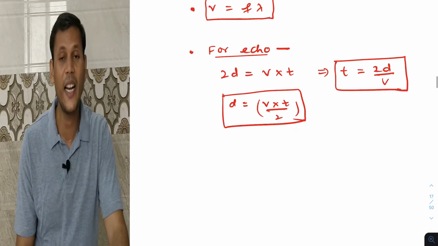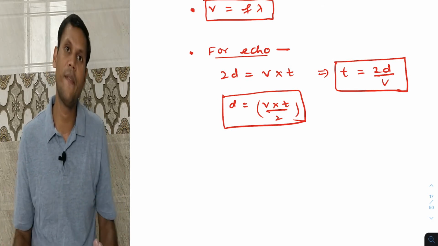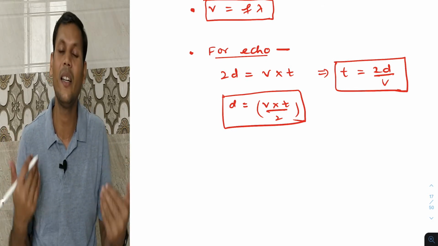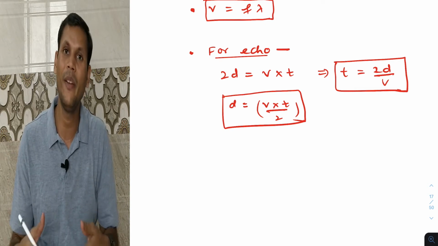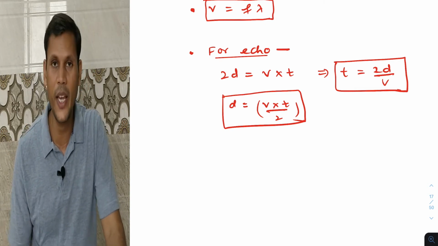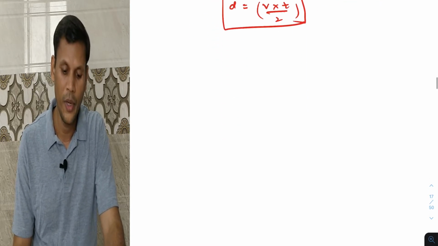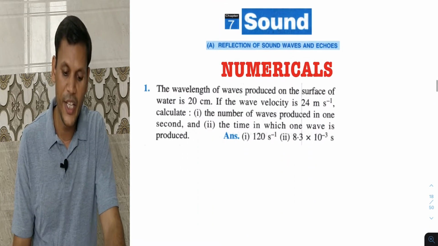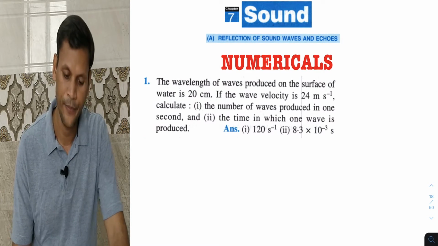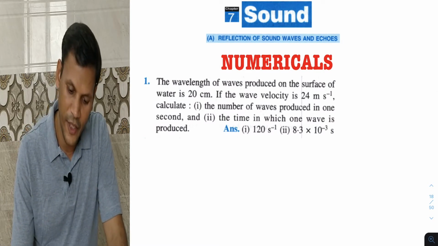One more term is there. We know already what is the frequency and what is the time period. Probably we will use it. But in most of the cases, we will use the formula for the echo. Okay. Now we can start the numericals. So let's start with the first sum.